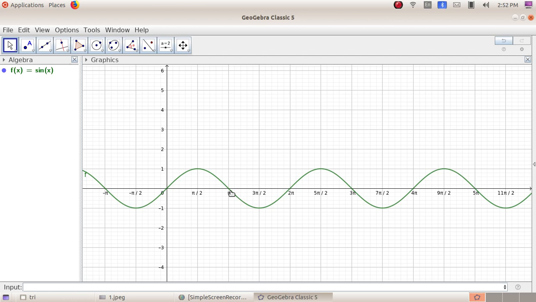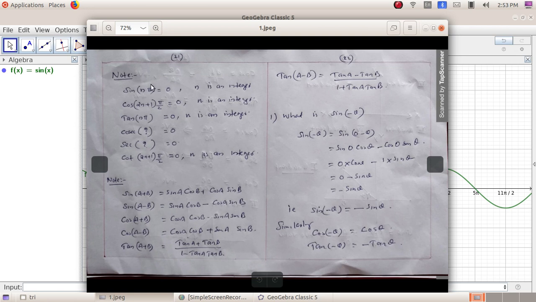Similarly, sin pi is 0, sin 2 pi is 0, sin 3 pi is 0, sin 4 pi is 0, sin 5 pi is 0, isn't it? So this means what? Sin n pi equal to 0, where n is any integer. Integer means 1, 2, 3, 4, etc., or 0, or minus 1, minus 2, etc. Isn't it? So sin n pi equal to 0, where n is an integer. This is the graph of sin x.